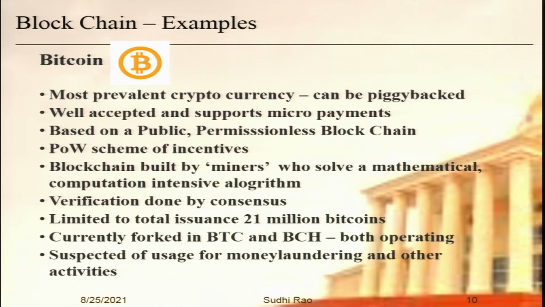It is the most prevalent cryptocurrency. In fact, there are cryptocurrencies linked to the value of Bitcoin itself, like Litecoin and other things like that. Very well accepted, supports micropayments. It is based on a public permissionless blockchain. For maintenance, it uses a proof of work scheme of incentives. The blockchain is built by miners who prove their work, do the mining, solve a mathematical computation algorithm and keep adding new blocks. Verification is done by consensus.